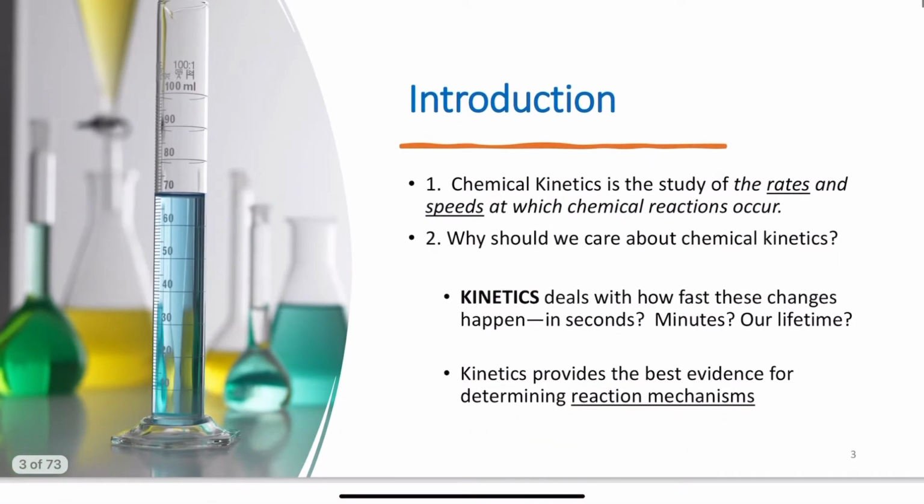Before we get into kinetics, though, we really do need some base definition of what we're talking about here. So, chemical kinetics is defined as the study of the rates and speeds at which a chemical reaction occurs. Why should we care about chemical kinetics? Well, kinetics deals with how fast these changes happen, whether that be in minutes, seconds, our lifetime, well beyond our lifetime. How fast is it happening? Kinetics is the way that we study reactions to provide the best evidence to determine the reaction mechanism.